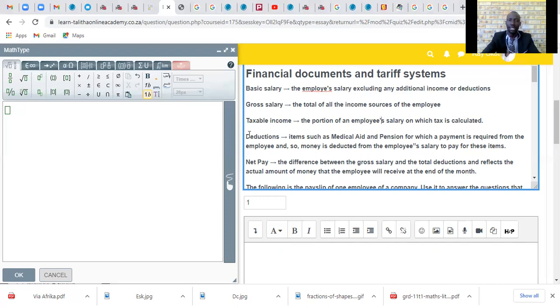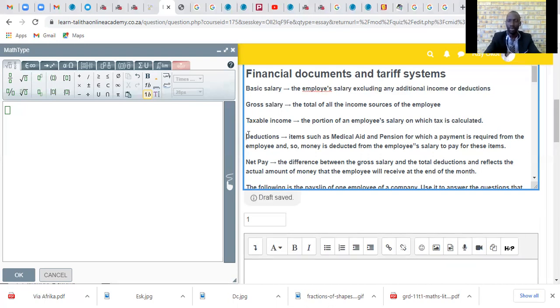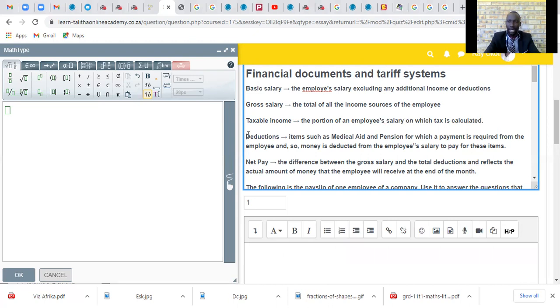And now the next thing is called the deductions. The deductions that we normally refer to here are like constant deductions for a specific amount of salary, very much like the tax, the UIF, the insurance. When we put them all together, we refer to them as deductions. So items such as medical aid and pension, for which a payment is required from an employee. The money is deducted from the employee's salary to pay for these items.